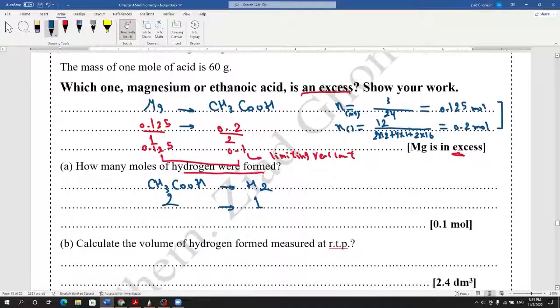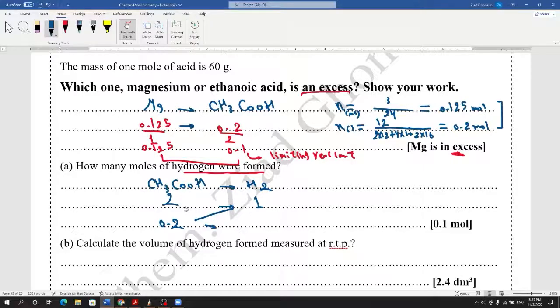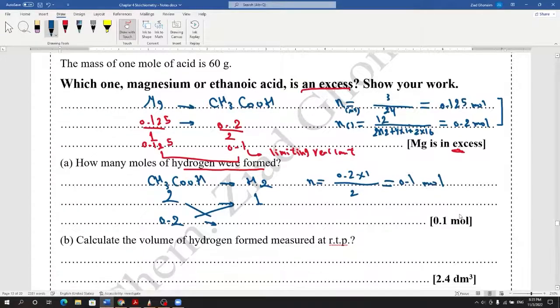We have from the question 3 grams of magnesium and 12 grams of ethanoic acid. So that's the mass. We're going to convert it to a number of moles. We've already done that right here. So we have 0.2 moles of ethanoic acid. How many moles of hydrogen is that going to form? Now the number of moles for hydrogen will be equal to 0.2 multiplied by 1 divided by 2, which is 0.1 mole.